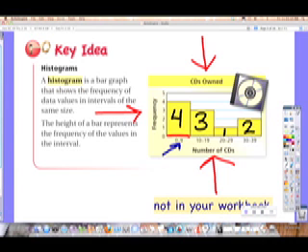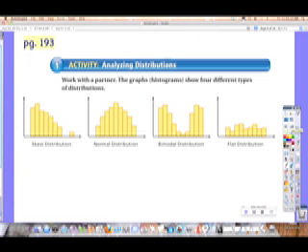This is the only time we're going to use our workbooks besides the assignment. Open up to page 193. And let's talk about the 4 different kinds of histograms. Okay, ready? Open those books, page 193. Okay, on page 193, the first one talks about what kind of distribution? Skew. This is called skew distribution.